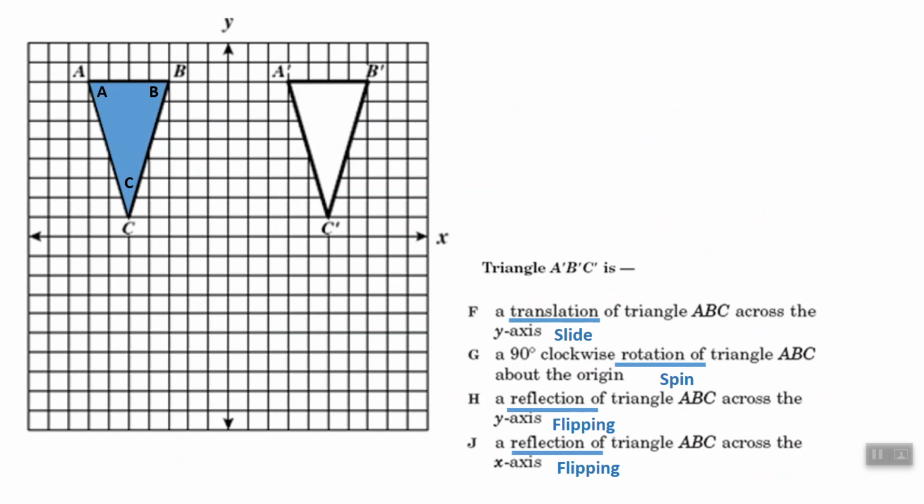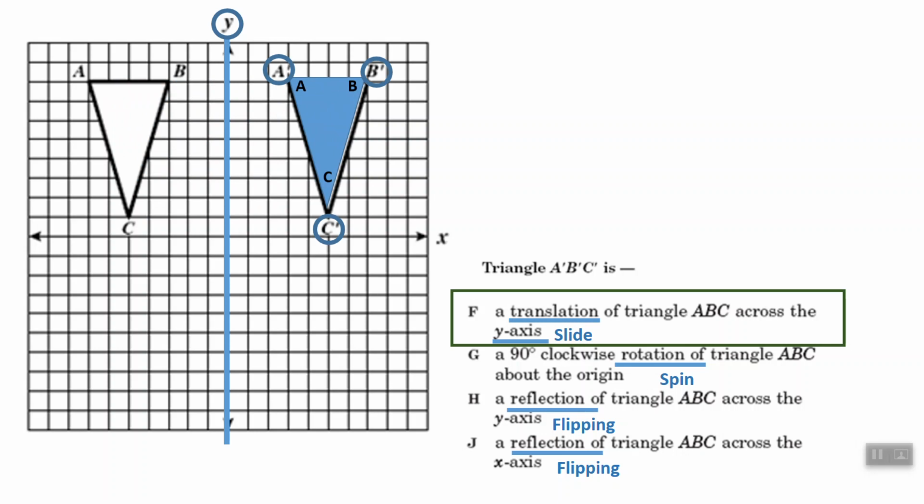So let's look at our triangle ABC. I see that for my original pre-image to become my image A prime, B prime, C prime, I simply have to slide to the right, where A matches up with A prime, B matches up with B prime, and C matches up with C prime. This leads me to believe that instead of a reflection across the y-axis, it needs to be a slide across the y-axis. Notice that if A prime and B prime were switched, this might be a reflection.